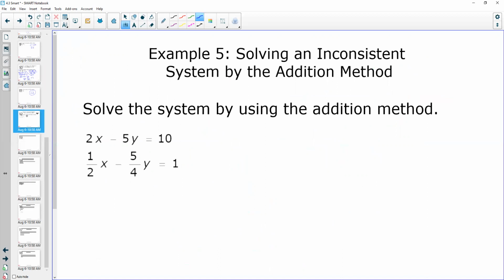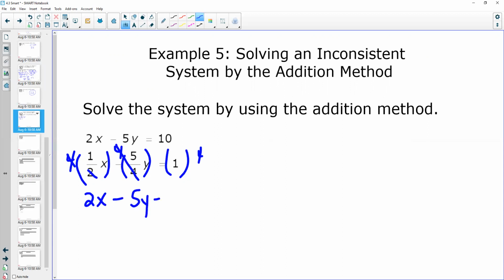All right, let's try another one. For this one, before I do anything else, I'm going to clear the fractions out of this bottom one. So I'm going to multiply everything by 4. Let's see what happens when I do that. I get 2x minus 5y equals 10 on the top, and 2x minus 5y equals 4 on the bottom.